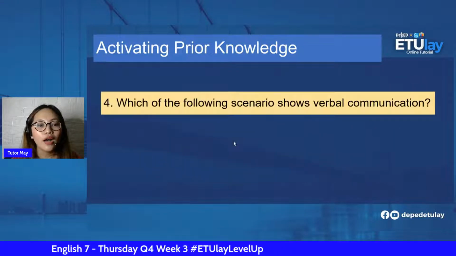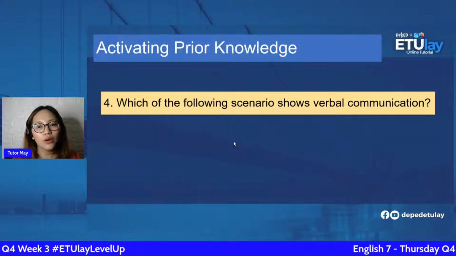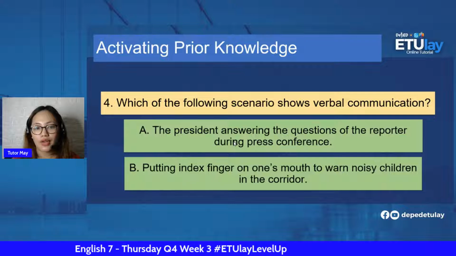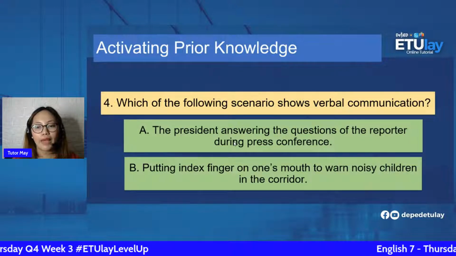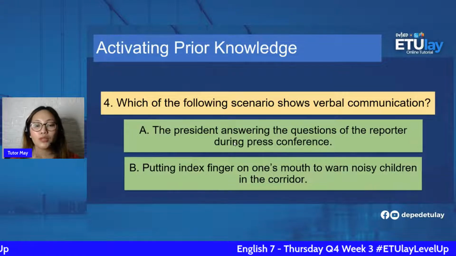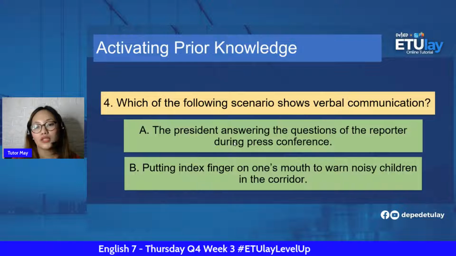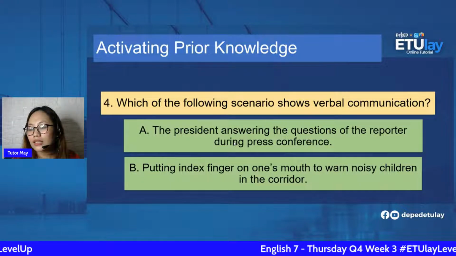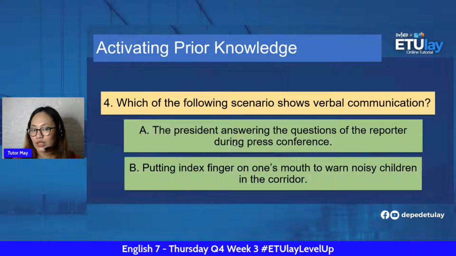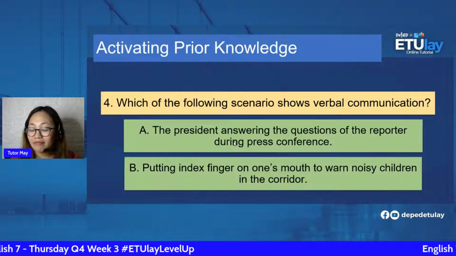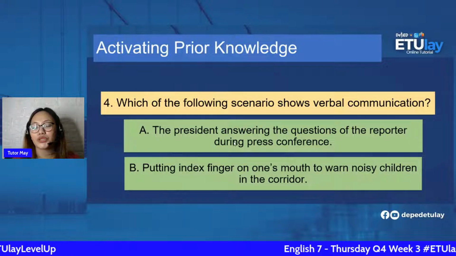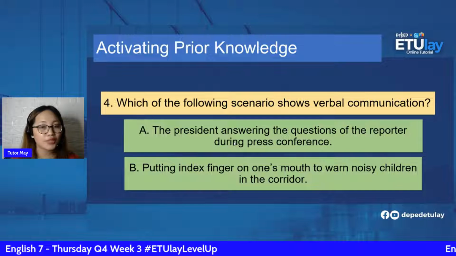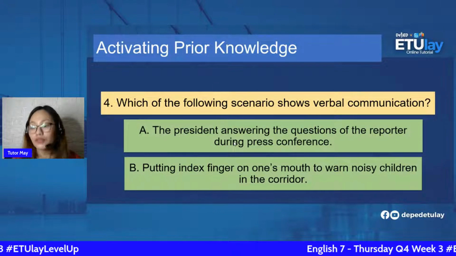Let's go to number 4. Which of the following scenarios shows verbal communication? Okay, A, the president answering the questions of the reporters during a press conference. B, putting an index finger over one's mouth to warn noisy children in the corridor. So the first one to answer, Dairy, it's letter A. Okay, very good. So, for number 4, you have the clue there, the keyword answering. And when one answers, one needs words, right, to answer the questions, especially by the reporters in the press conference. Thank you so much. And I can see that most of you or all of you answered letter A.